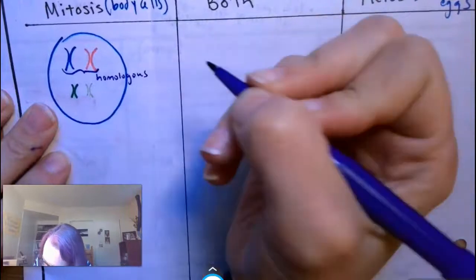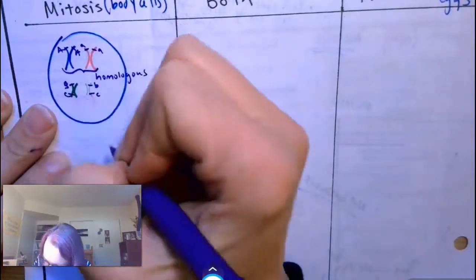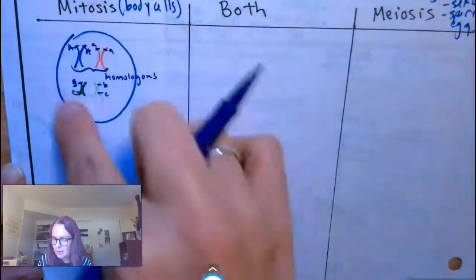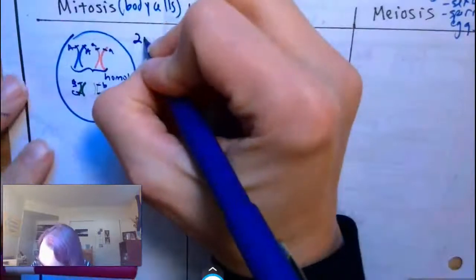These chromosomes are homologous, meaning they have the same type of information. So maybe this one has gene A, big A, this one has gene little a, and so on. Maybe this one has genes B and C. So these two chromosomes are homologous and these two chromosomes are homologous. So here we're 2N, or diploid.